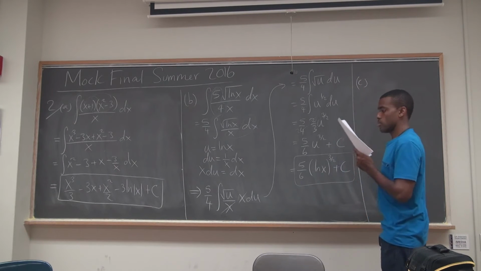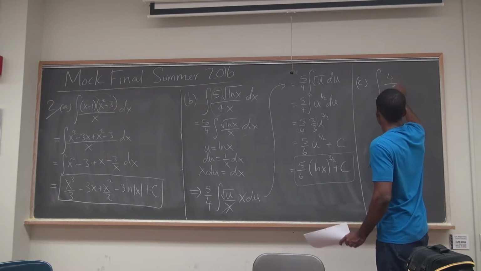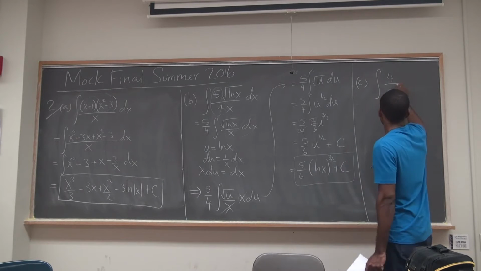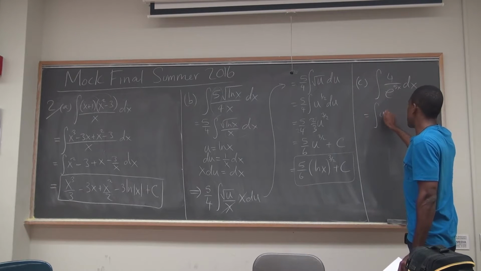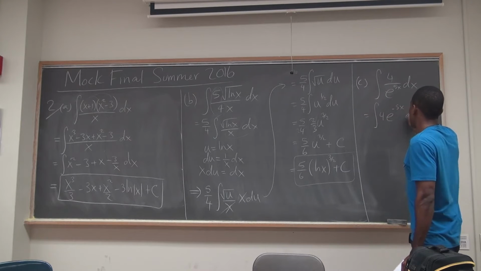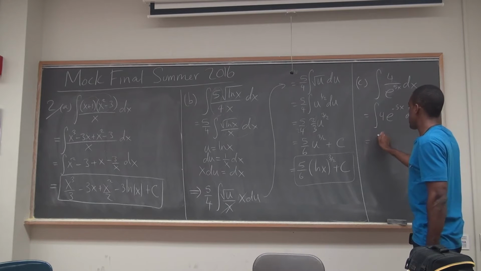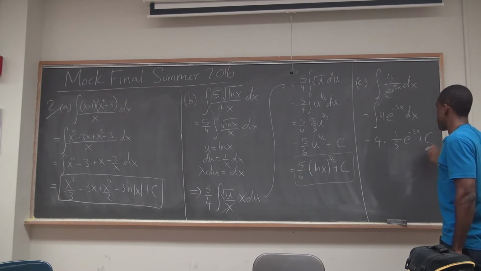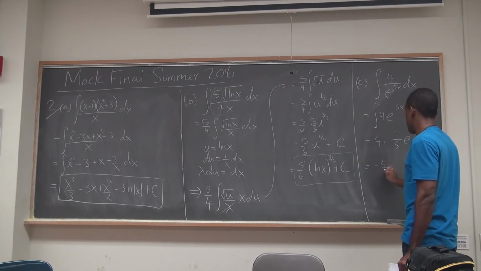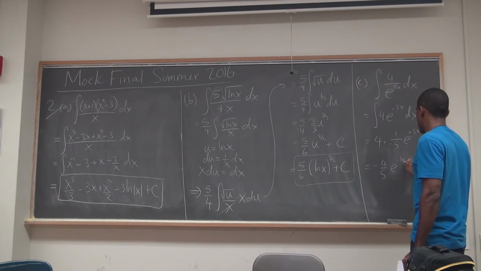C, integral of 4/e to the 5x dx. It appears to rewrite it, and it turns out a basic rule applies. The 4 times out, e to the kx is 1/k e to the kx. So minus 4/5 e to the minus 5x.